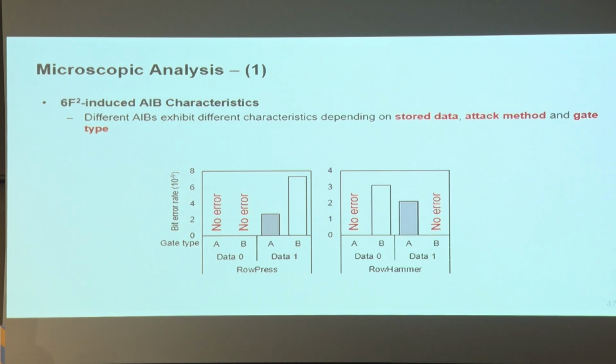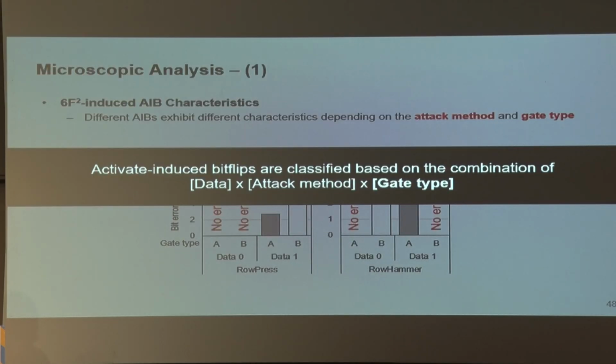So here's the summary of the previous figure. From the RowPress attack, bit flips occurred only in data 1 and in both gate types. However, from the Rowhammer attack, bit flips were observed in both data 0 and 1. But in data 0, bit flips happened in only one type of gate, while in data 1, bit flips happened in the other type of gate. So we can classify the bit flip patterns not only by data and attack method, but also by gate type.